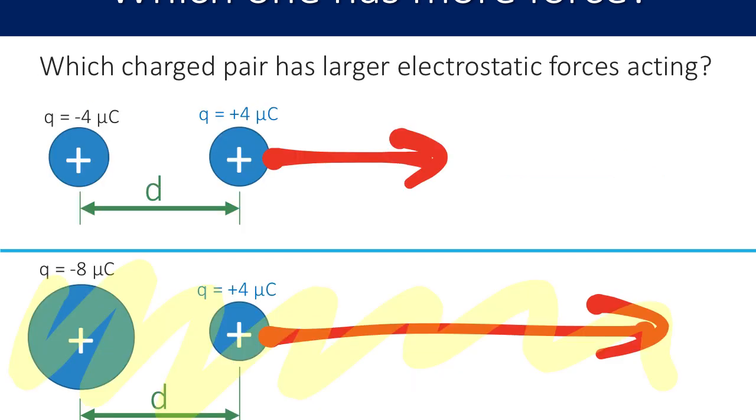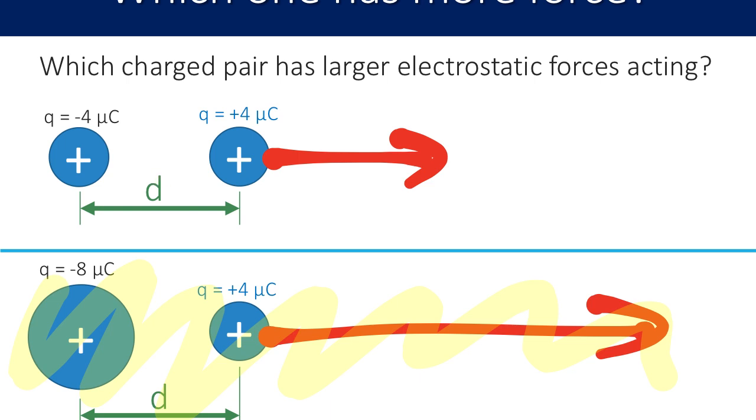All right, also the amount of charge makes a difference. So if we have the same amount of charge, in this case 4 microcoulombs and positive 4 microcoulombs, and we increase the amount of charge on one of the objects, doubling it to maybe negative 8 microcoulombs, then that also increases the amount of force that the charge would experience, keeping the distance the same.